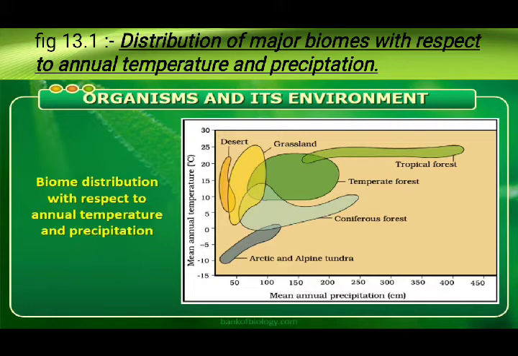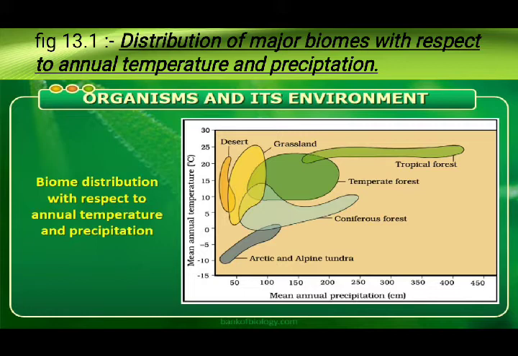Now, in comparison to tropical forest, temperate forest has a low annual precipitation and low annual temperature. Compared to the temperate forest, coniferous forest has a low annual precipitation and low annual temperature. Compared to the coniferous forest, grassland has a low annual precipitation and low annual temperature. Compared to the grassland, desert has a low precipitation and temperature around 20 to 25 degree Celsius.